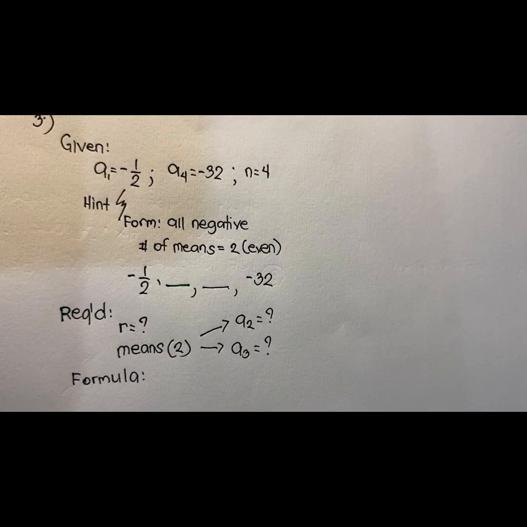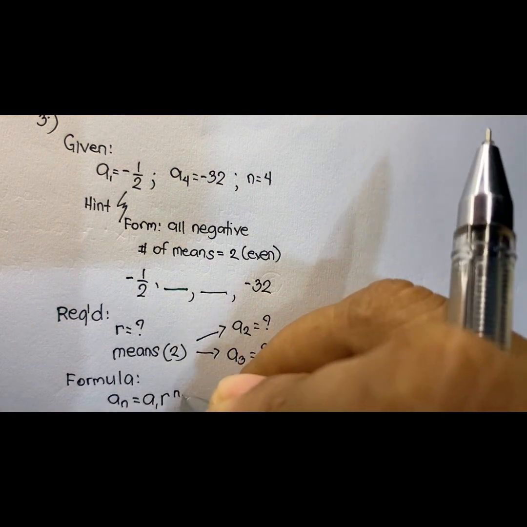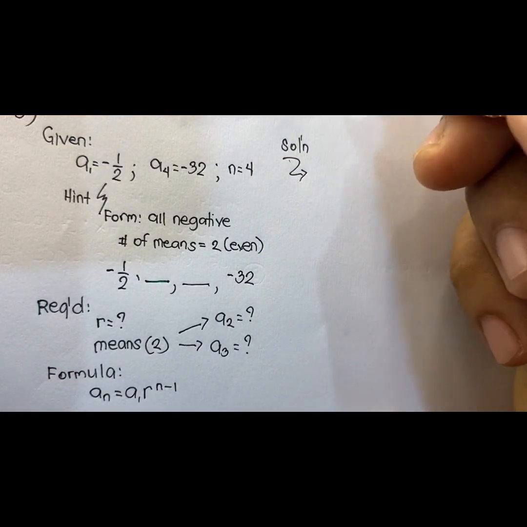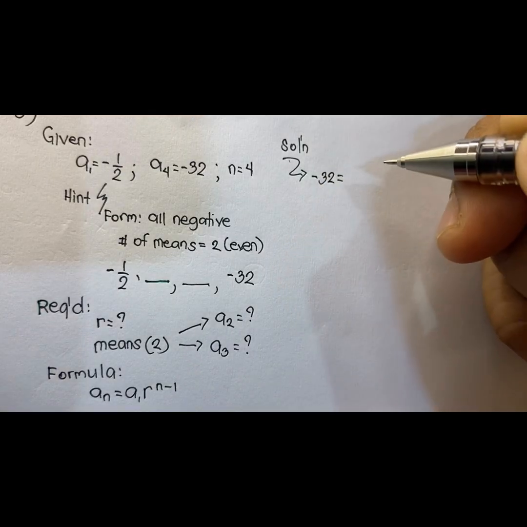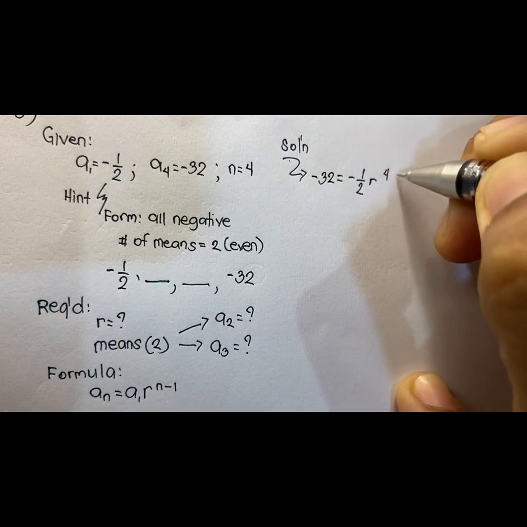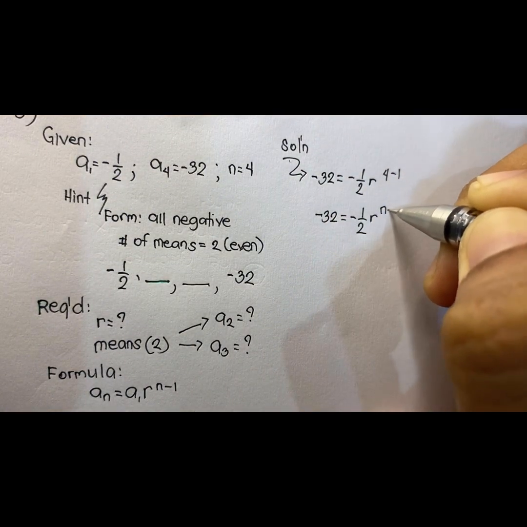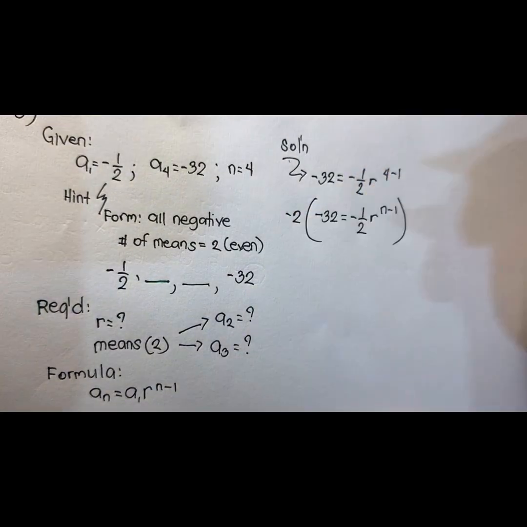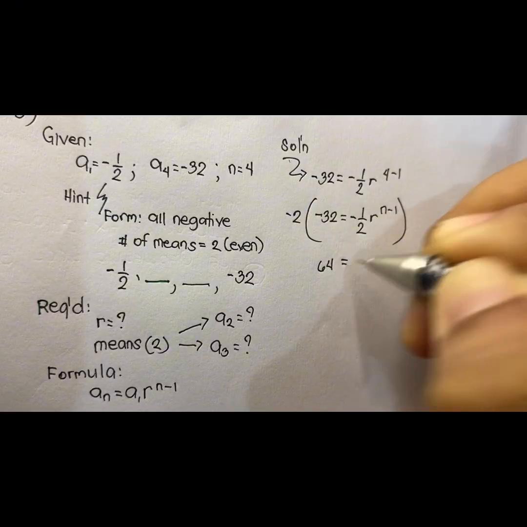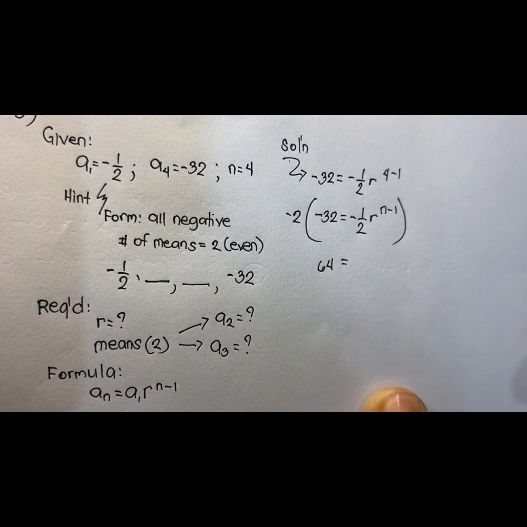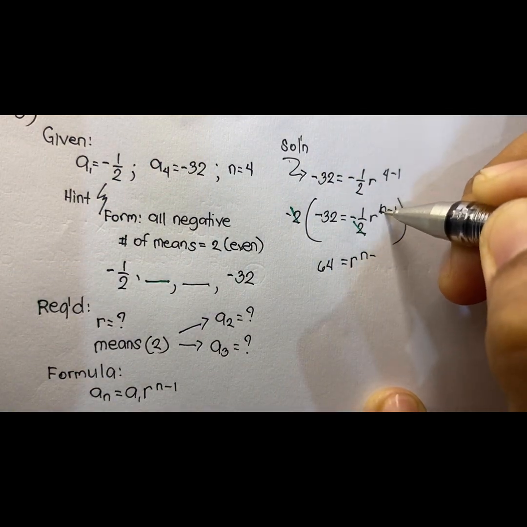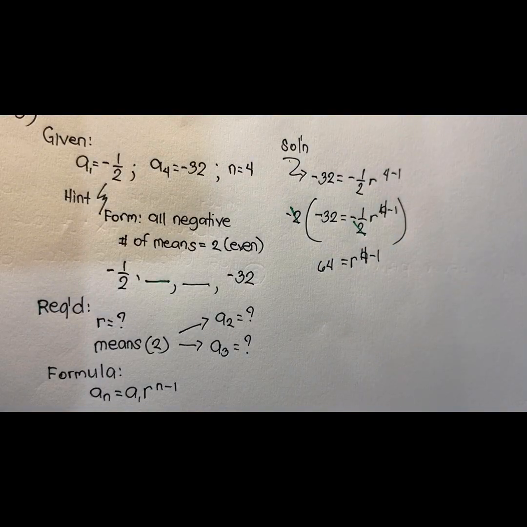Manipulating the general formula, a sub n equals a sub 1 times r raised to n minus 1. Writing the solution by substitution, we will obtain negative 32 equals negative 1/2 times r raised to 4 minus 1. So, negative 32 equals negative 1/2 times r cubed. Applying multiplicative inverse to cancel out negative 2. So, 64 equals r raised to 4 minus 1. 64 equals r raised to 3.